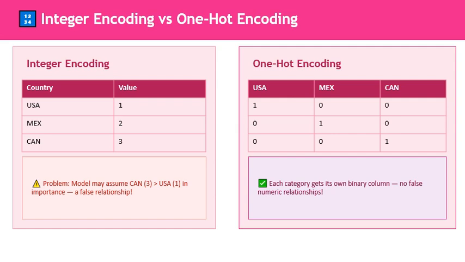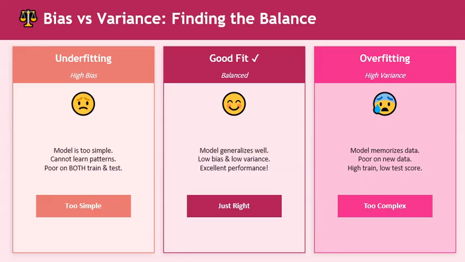Now we move to bias and variance, finding the balance. This slide explains the balance between model simplicity and complexity. Firstly, we have underfitting. Underfitting means high bias. The model is too simple. It cannot learn the important patterns in the data. Performance is poor on both training data and testing data.